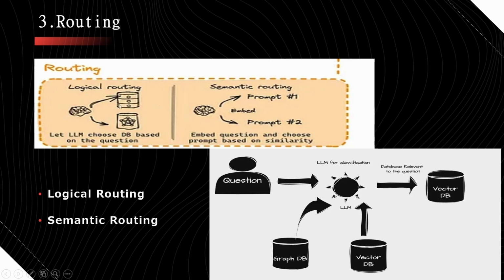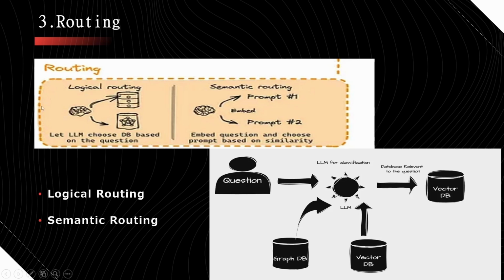So we have two types of routing: logical routing and semantic routing. What exactly happens is that whenever you write a query, your logic decides which database to choose. Sometimes you have multiple databases. So whenever you write a query, your logic will decide whether I should go for this database or that database. That decision depends on this routing.